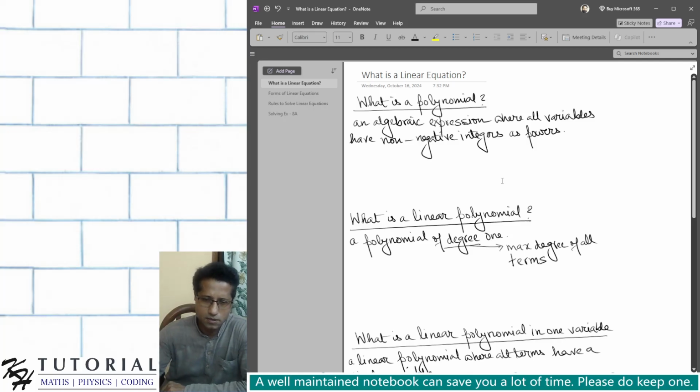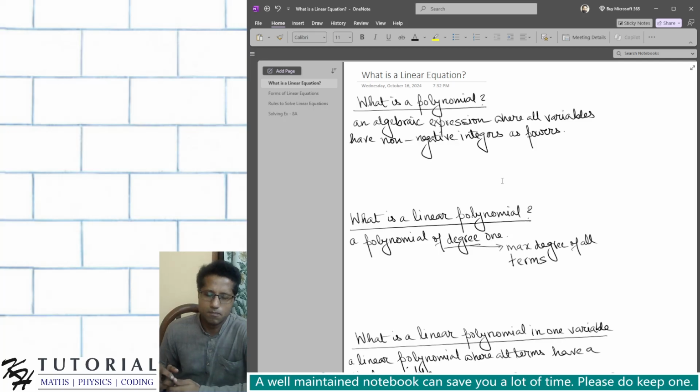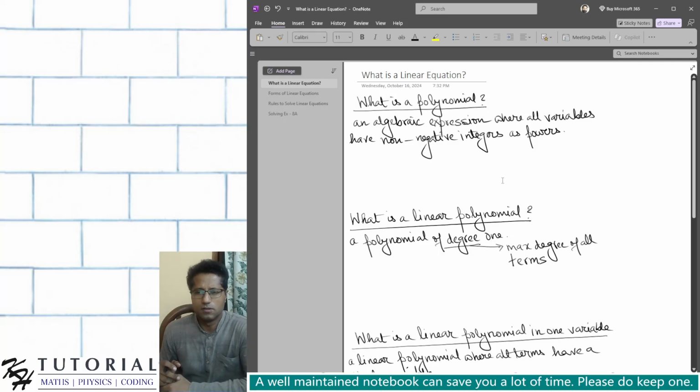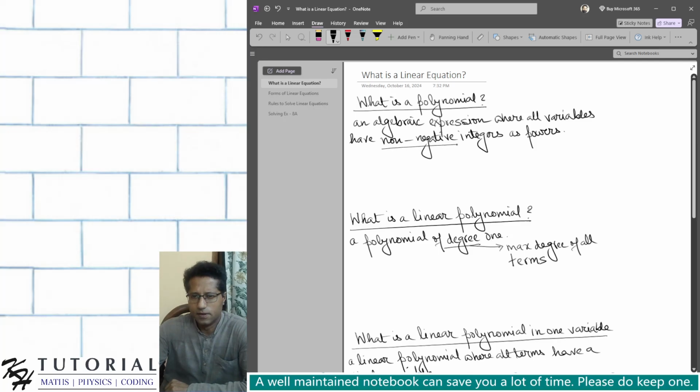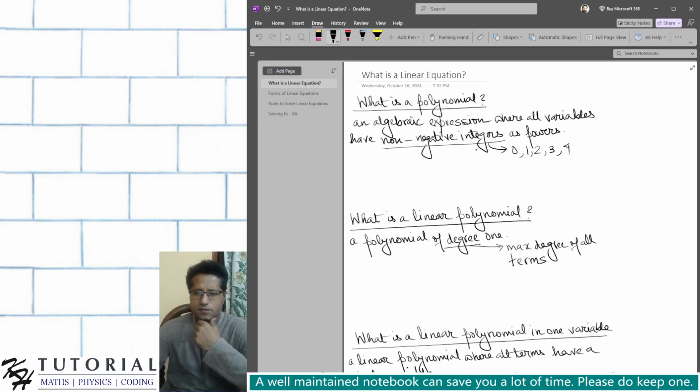Now, to understand what is a linear equation, we need to understand what is a polynomial. So a polynomial is an algebraic expression where all the variables have non-negative integers as powers. Now, what are non-negative integers? Non-negative integers are the number 0, 1, that is the whole numbers. That is, all the variables will have powers of either 0, 1, 2, 3, 4, like this.